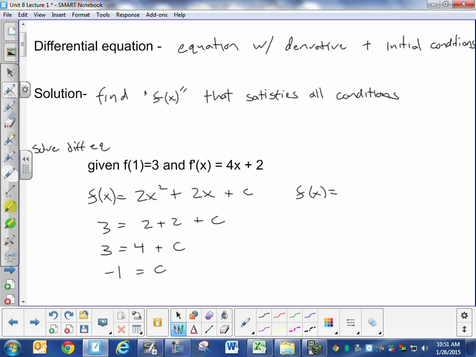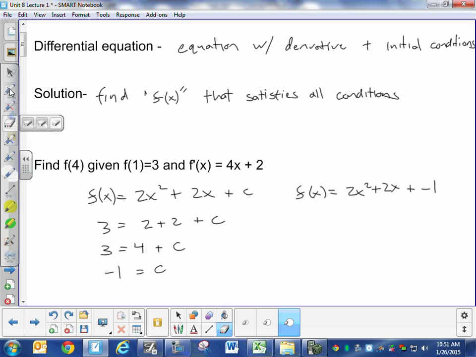All right, so we solved the differential equation. Well, now today there's going to be one extra part. The extra part will be that, to find f of 4, given f of 1 is 3 and f prime is equal to 4x plus 2.